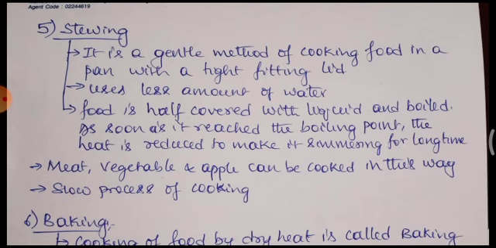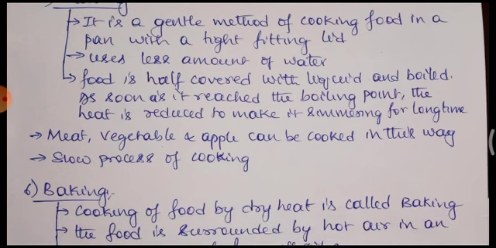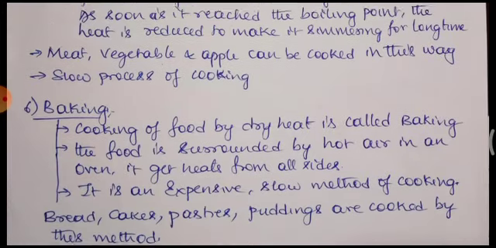As soon as it reaches the boiling point, the heat is reduced to make it simmer for a long time. So at full flame, we cook the food half covered with liquid, and when it starts boiling, we keep it in the sim mode, and the heat is reduced. Meat, vegetables, and apples can be cooked in this way. It is a slow process of cooking. Usually meat and vegetables are cooked.